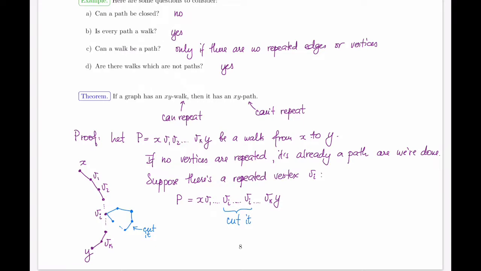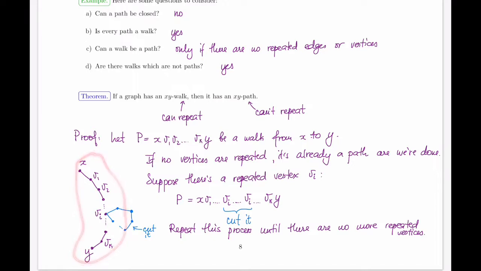So what we're going to do is repeat this process of appendiciding the repeated vertex and cutting the portion of the repeated part of the walk out until there are no more repeated vertices. Now, of course, this is in fact a finite process because I started with a finite graph and a finite walk in the graph. Once we have done it for all the repeated vertices, there are no more repeated vertices.